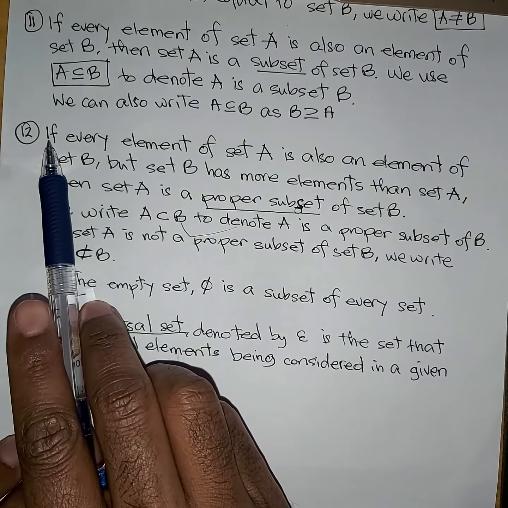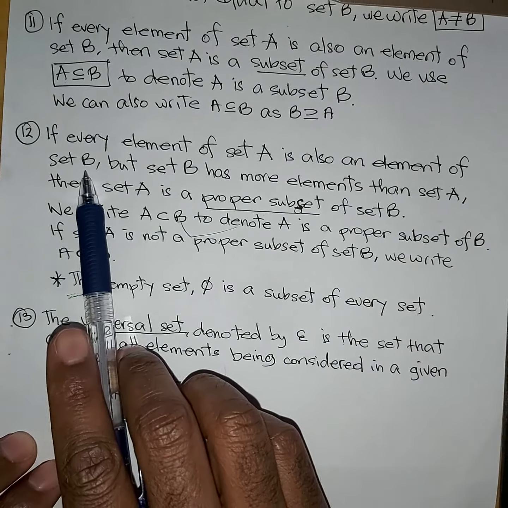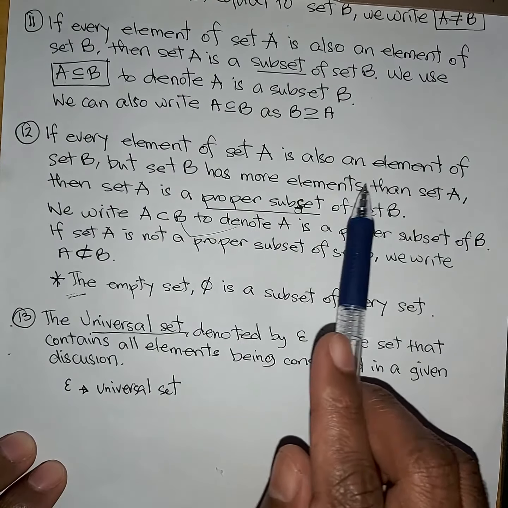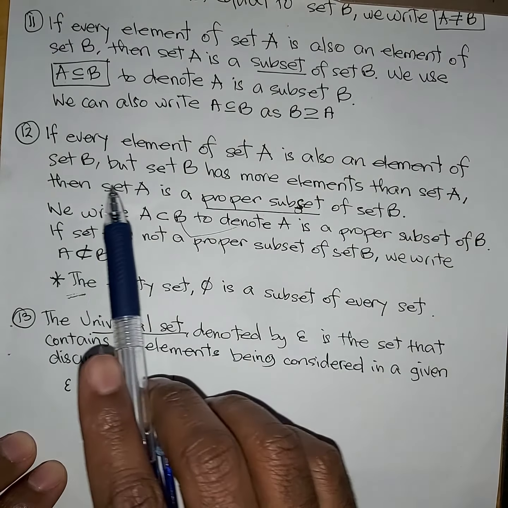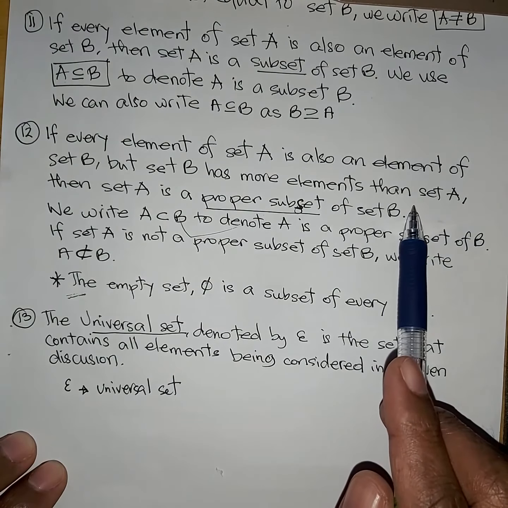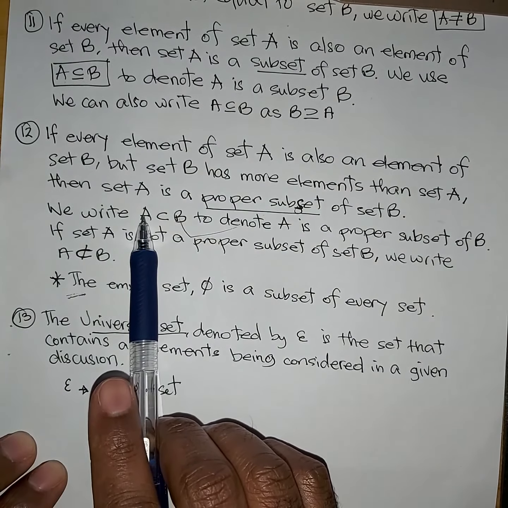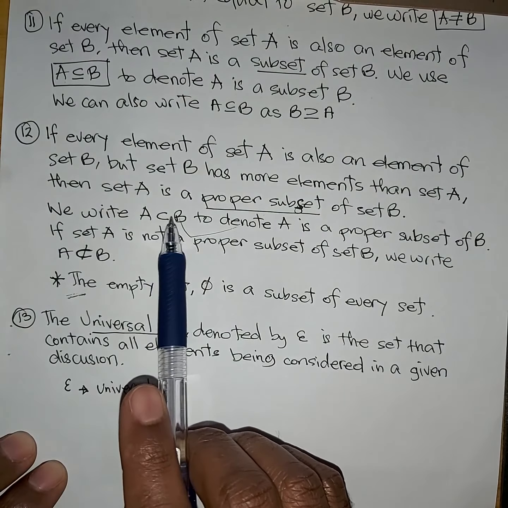Point number 11. If every element of set A is also an element of set B, but set B has more elements than set A, then set A is a proper subset of set B. You may write it so: A is a proper subset of set B.